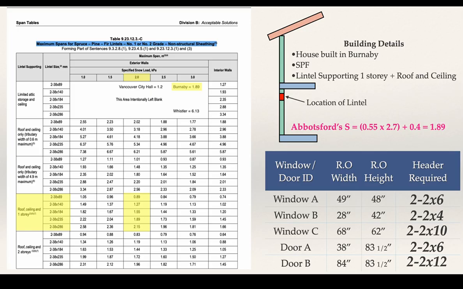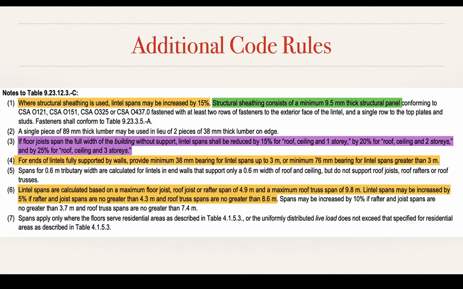Okay. Now I just want to expand on this a little bit. If you look at the liner notes underneath this chart, I think it's on the next page actually, you'll see additional code rules. Where structural sheeting is used, lintel spans may be increased by 15%. So we're going to talk about this for a second. Structural sheeting consists of a minimum of 9.5 millimeter panels. Not a problem because we're going to be using thicker plywood or OSB than that.